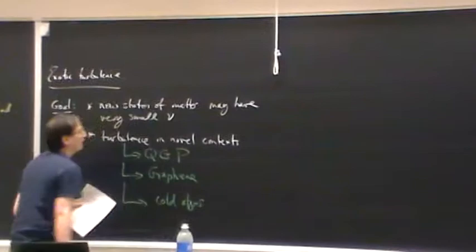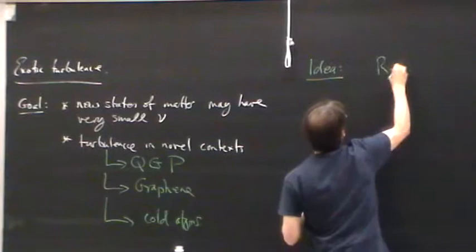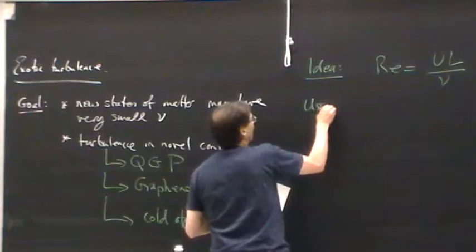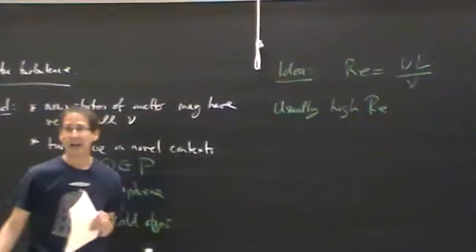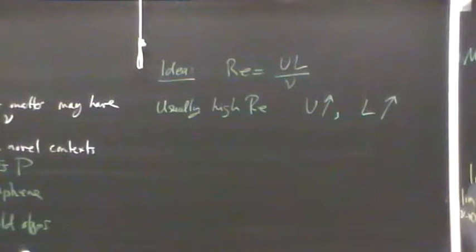So I want to explain to you how one can achieve turbulence in these systems. The basic idea is the following. If you think about the Reynolds number, that's UL over kinematic viscosity nu, and the usual way that we try to get high Reynolds numbers, say in a fluid mechanics lab, is that we make U large, or we make L large. And usually if you're dealing with air or water, you're stuck with what viscosity is, what nature gives you, and there's nothing much you can do. So that's the usual idea.